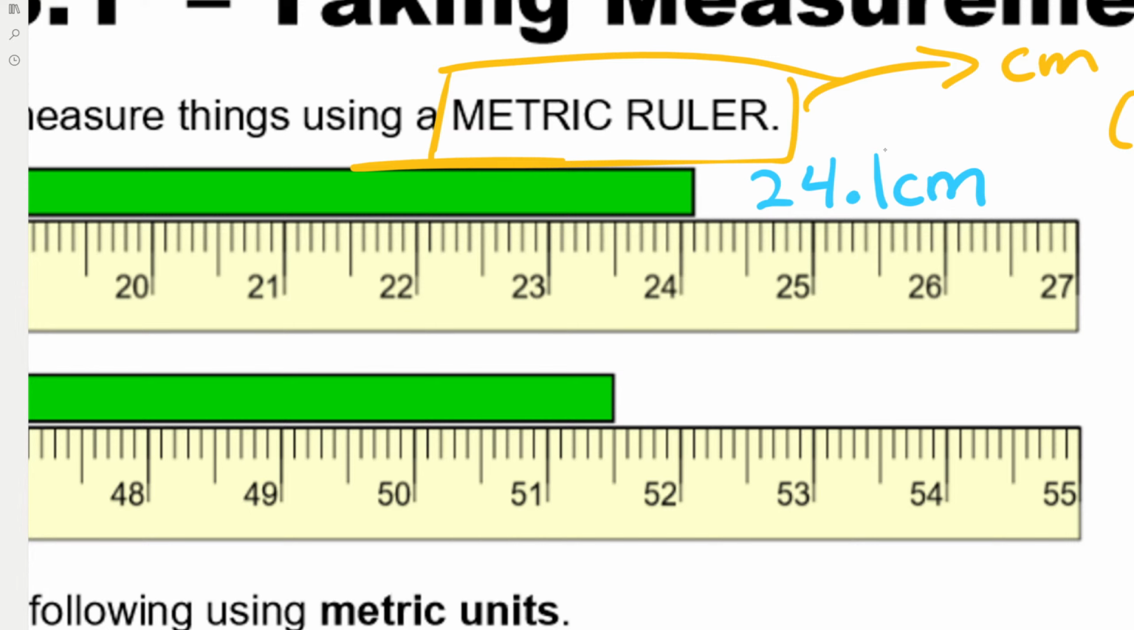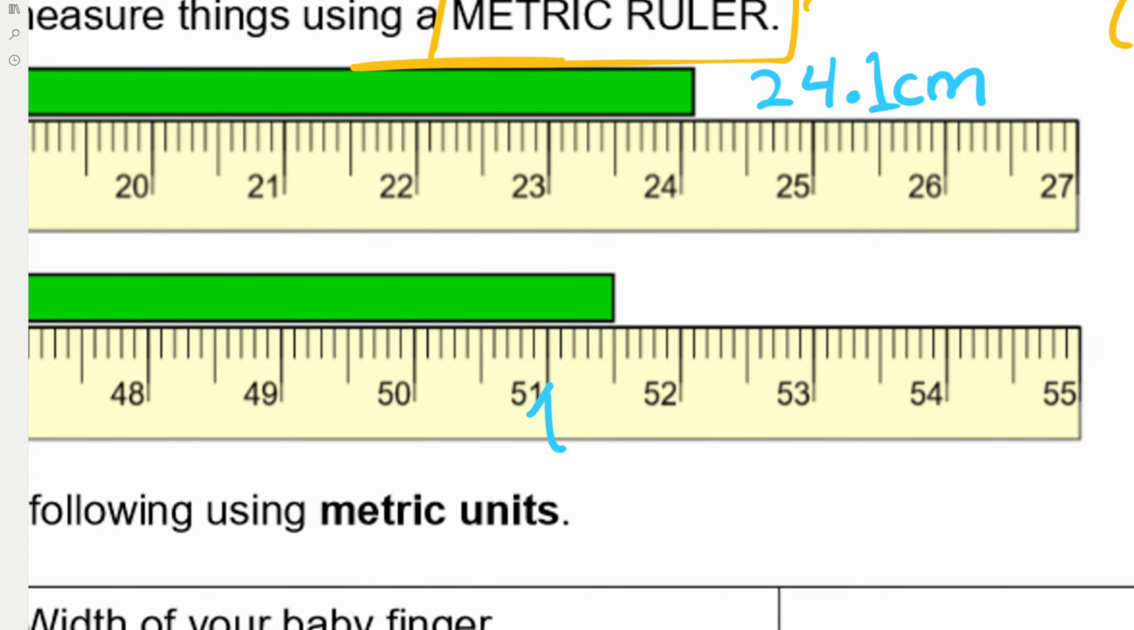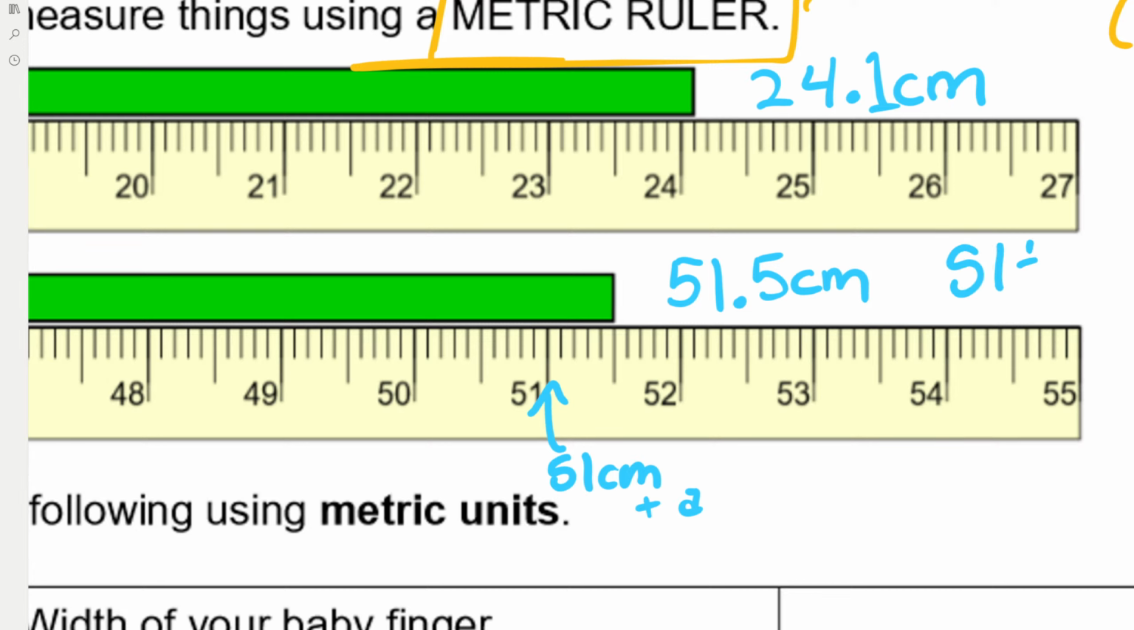All right, I'll give you a moment to try the one underneath, and then we'll take it up. So again, here we can see that the nearest measurement is 51 centimeters, but it's not exactly on 51. It's 1, 2, 3, 4, 5 ticks past that, so we would say 51.5 centimeters. And of course, we know that 0.5 is exactly in the middle. But in metric, typically we wouldn't say 51.5 or anything like that. We just stick to using decimal places for consistency's sake.